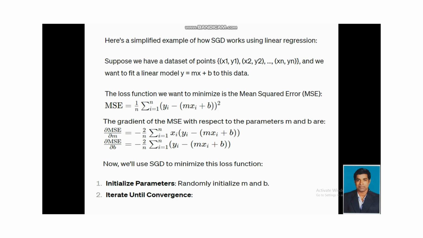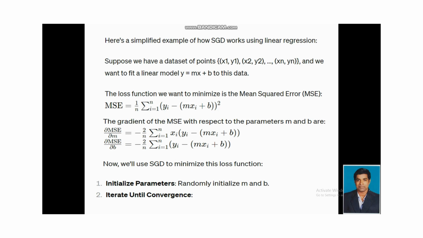The gradients of MSE with respect to the parameters m and b are as follows. Dou MSE by dou m, that means the gradient of MSE with respect to m, after taking the derivative, is minus 2 by n, summation i is equal to 1 to n, of xi into (yi minus (m xi plus b)). The gradient of MSE with respect to b, dou MSE by dou b, is equal to minus 2 by n, summation i is equal to 1 to n, of (yi minus (m xi plus b)).